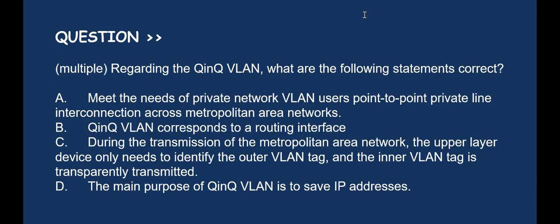Next one, regarding the queue in queue VLAN, which of the following statements are correct? Option A, meet the needs of private network VLAN users' point-to-point private line interconnection across the metropolitan area network. Option B, queue in queue VLAN corresponds to the routing interface. Option C, during the transmission over the metropolitan area network, the upper layer device only needs to identify the outer VLAN tag, and the inner VLAN tag is transparently transmitted. Option D, the main purpose of queue in queue VLAN is to save IP addresses.